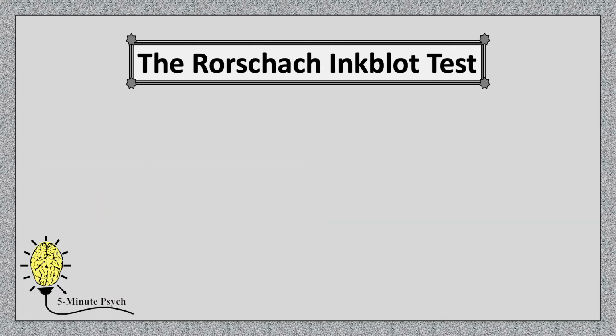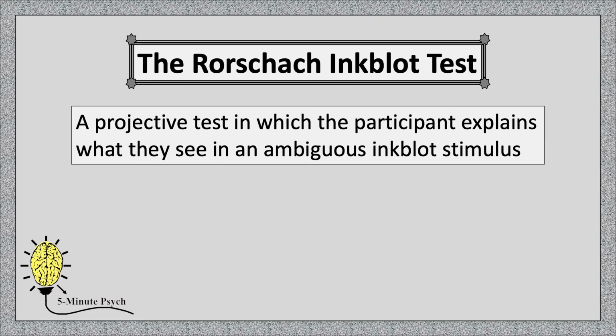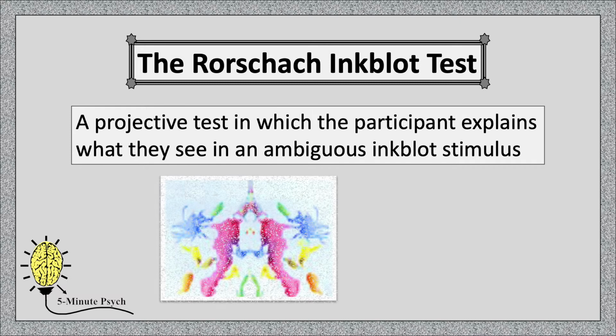If you didn't want to use a questionnaire to measure personality, there's another type of test, and these are projective tests, where the participant is shown an ambiguous stimulus and is then asked to talk about the stimulus. One example of this is the Rorschach ink blot test, where the stimulus is an ink blot and the participant has to say what it looks like.